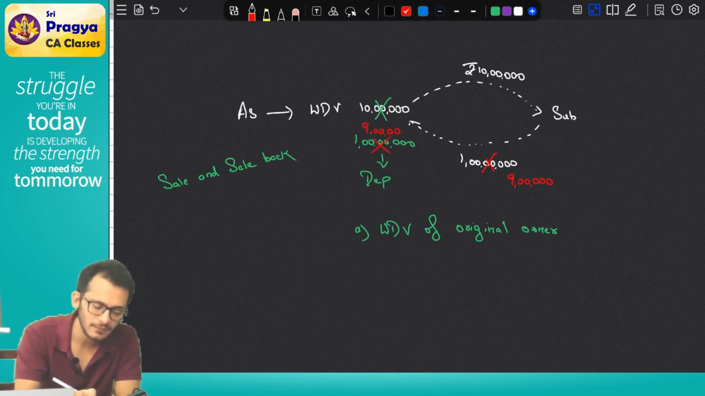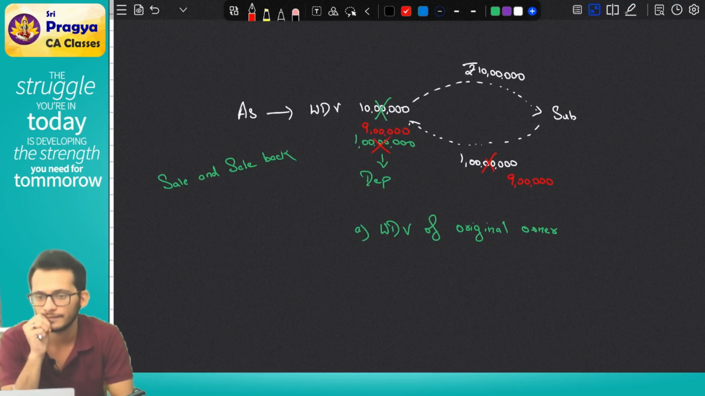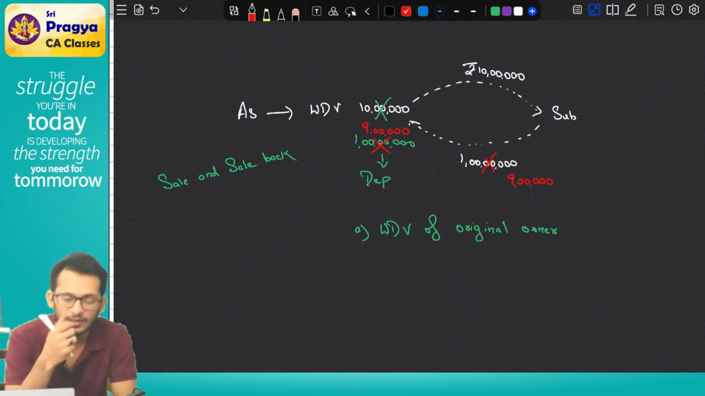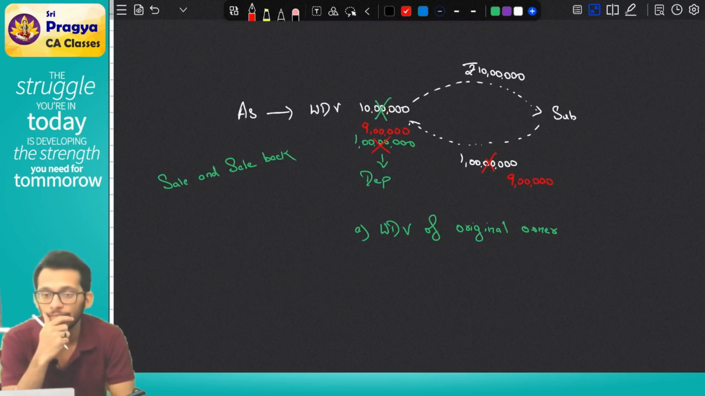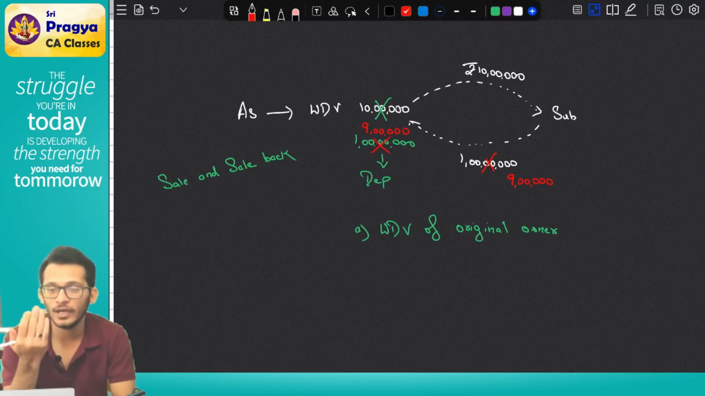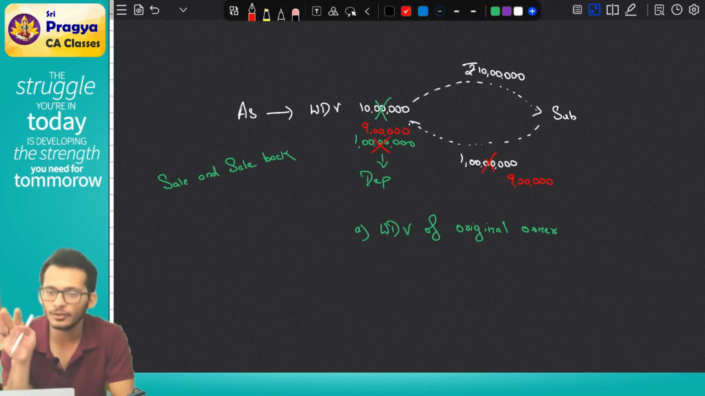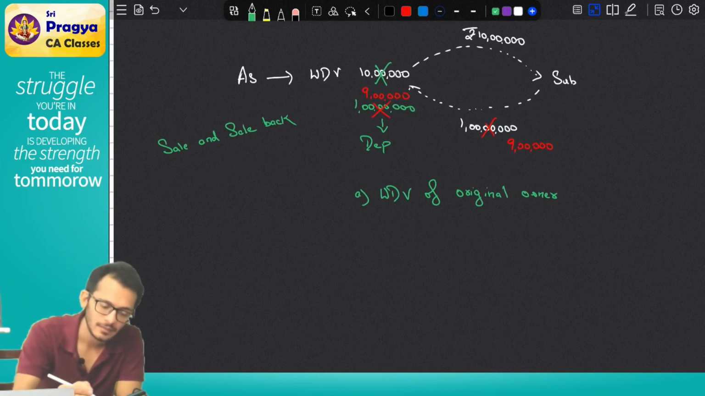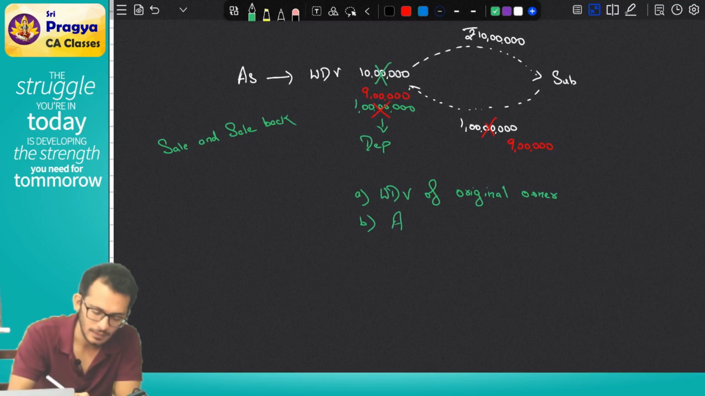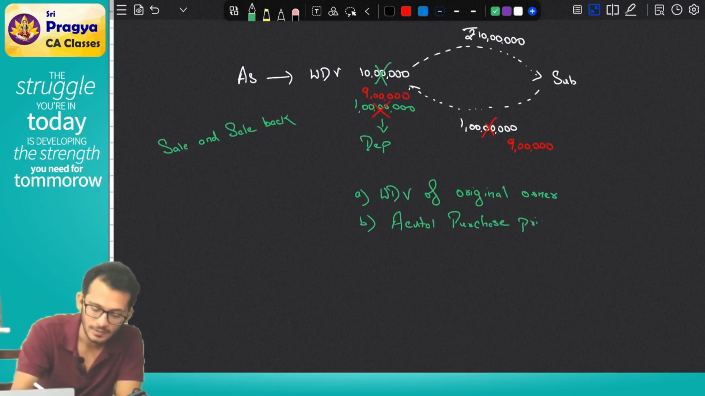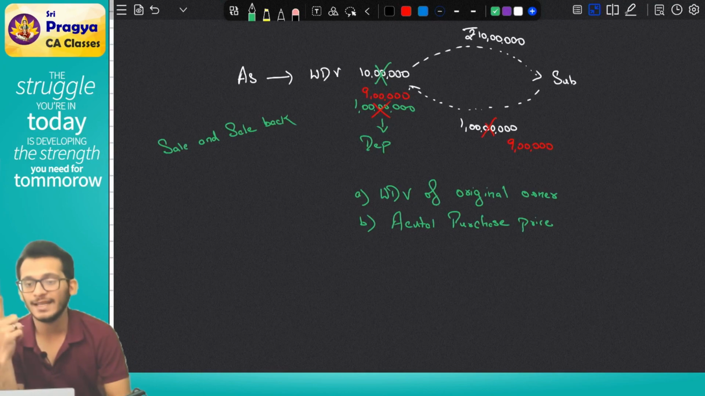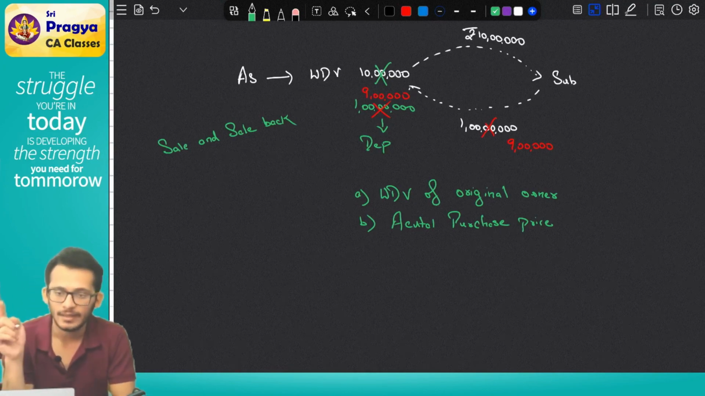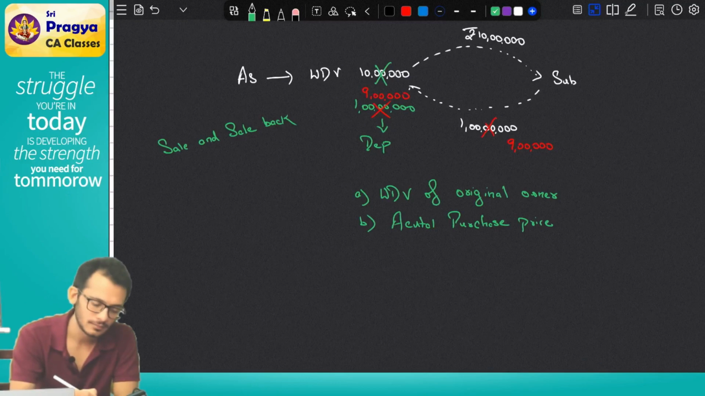Do you think the department will give you depreciation on 9 lakhs or 10 lakhs? Will the department come and say, forget the 9 lakhs, let me give you higher depreciation? No. The department will come and say, I will give it only for 9 lakhs, which means the actual purchase price. Notice, when it was 1 crore, you said 10 lakhs. When it is 9 lakhs, you are saying 9 lakhs, which means whichever is lower.